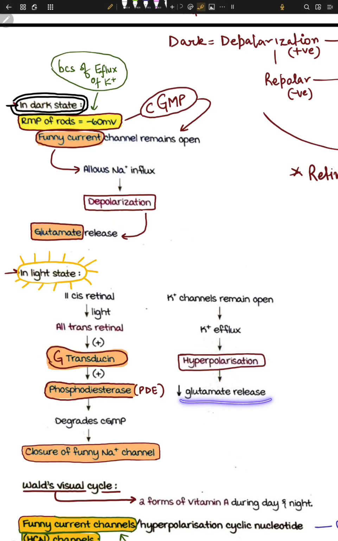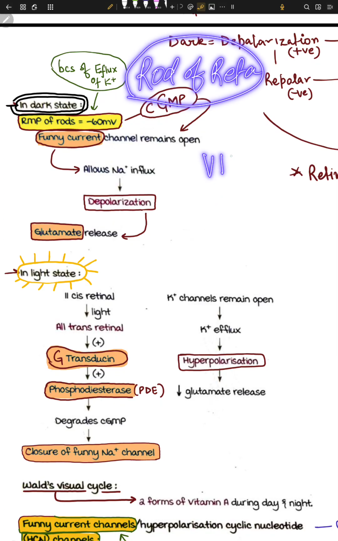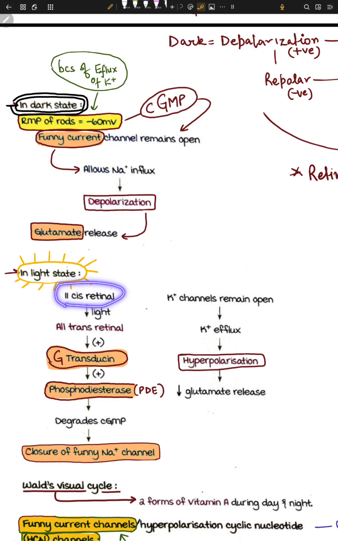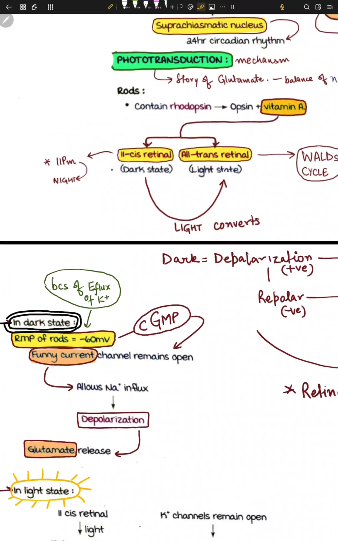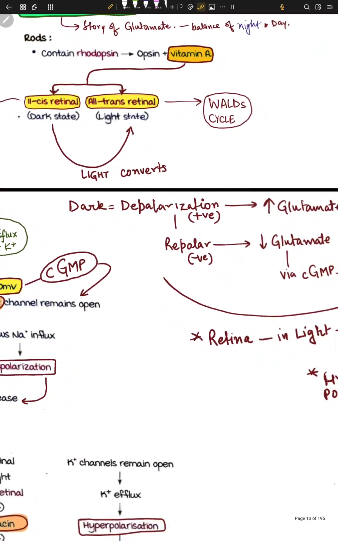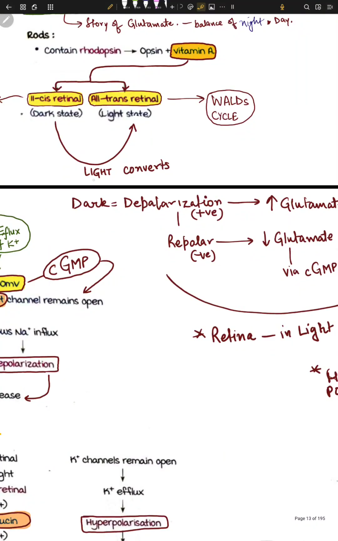And then eventually the glutamate release is stopped or decreased because there is no depolarization in the rods of the retina. And this is all done with vitamin A. If you have less vitamin A, you will have less 11-cis retinal. If you have less vitamin A, you won't be able to see in the night. So this is the whole story of phototransduction.